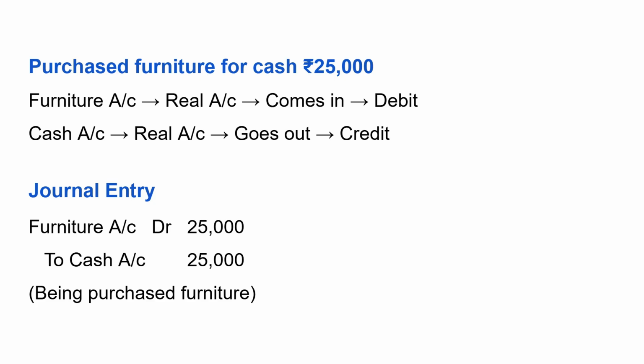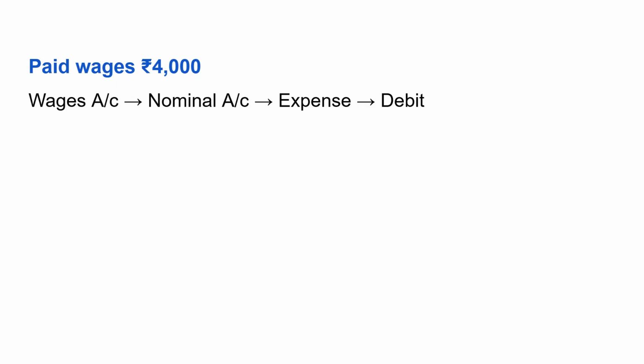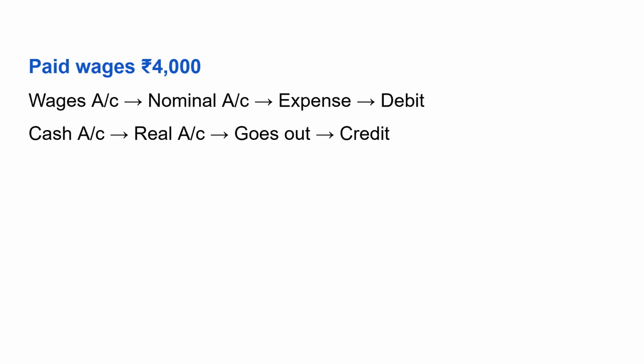Okay? Next, paid wages 4,000 rupees. Here the two accounts affected are wages account and cash account. Wages account. Wages account is nominal account. Why? Because wages is expenses. And the rule for nominal account is debit all expenses. So it is debited. And cash account. Cash account is real account. And cash goes out of the business. We pay the wages and cash goes out of the business. So it is credited.